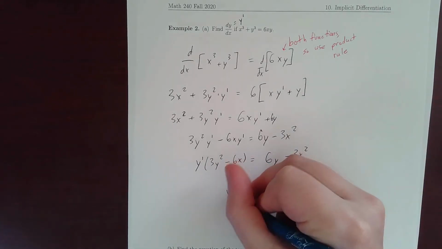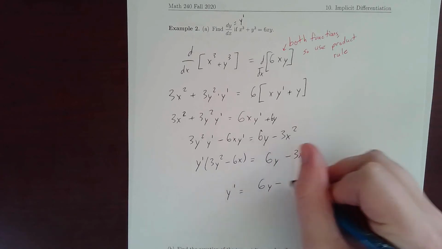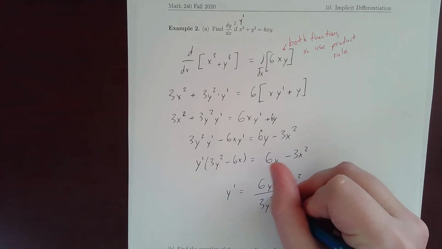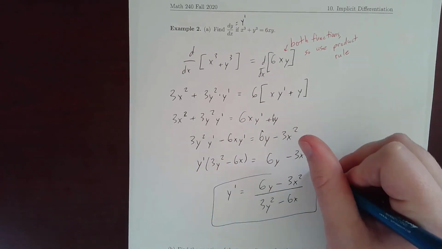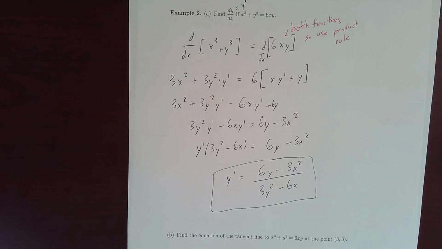And so dividing over, we find that y prime equals 6y minus 3x squared divided by 3y squared minus 6x. And so again, we don't necessarily know what this function y represents, but we do know that if we did know what it is, we could plug it in to find what the derivative of y was with respect to x.